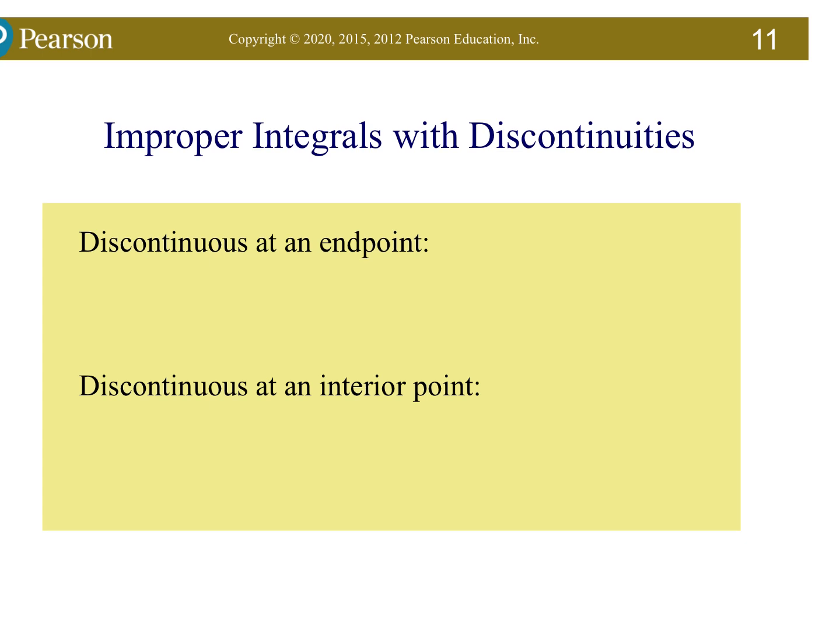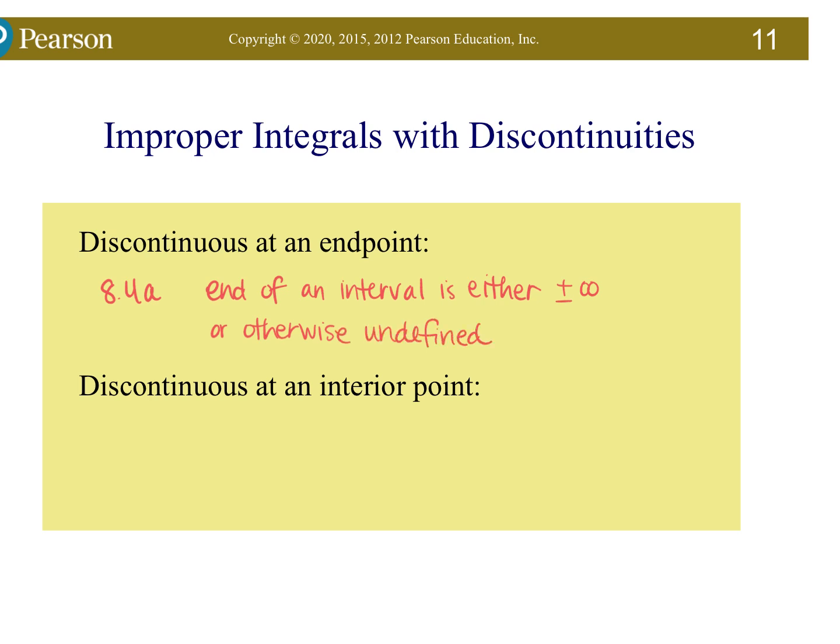Okay, so we've talked about the 8.4a, discontinuous at an endpoint. That was that lesson, where the end of an interval is either plus or minus infinity or otherwise undefined. So for example, maybe it was a tangent integral that you were trying to do, except it was ending at an asymptote. Okay, so that was 8.4a.